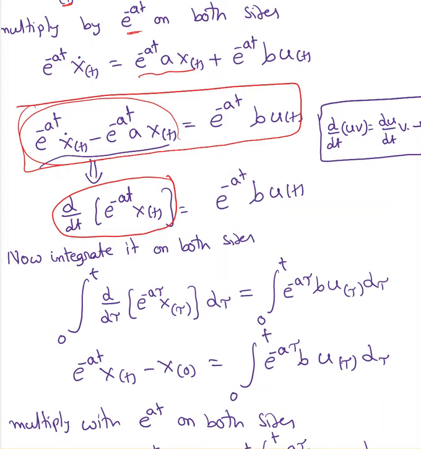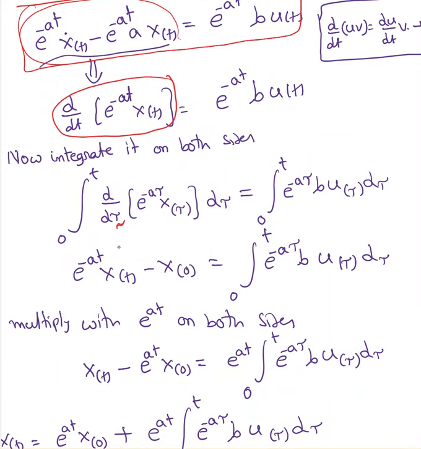When I'm integrating, I'm integrating from 0 to t. So the t inside becomes tau. I need to use another variable, so I'm using tau. Now on the left hand side, the equivalent of the integration is e to the power of minus at x of t minus x0, equal to the integral from 0 to t of e to the power of minus a tau b u tau d tau.